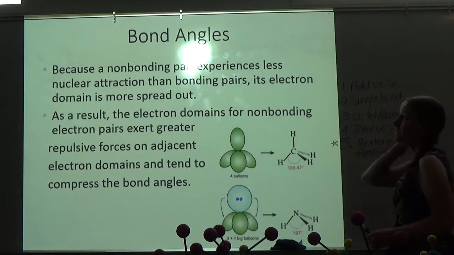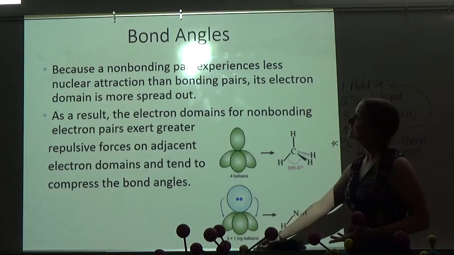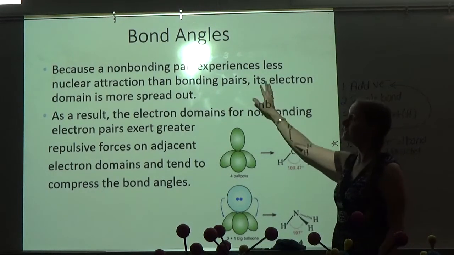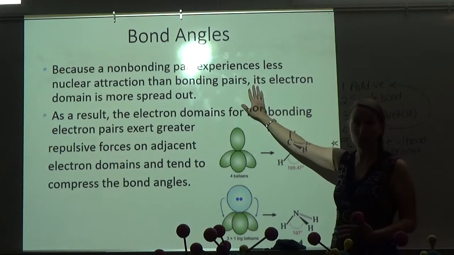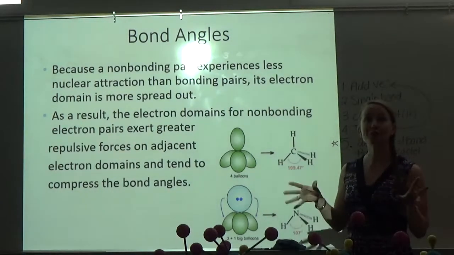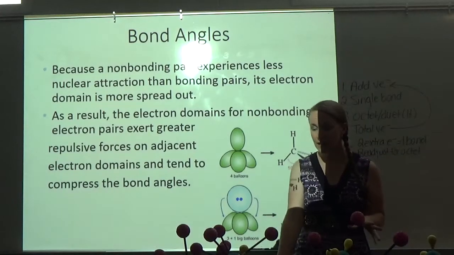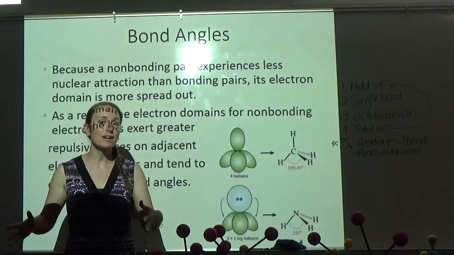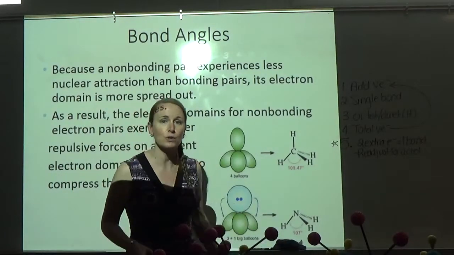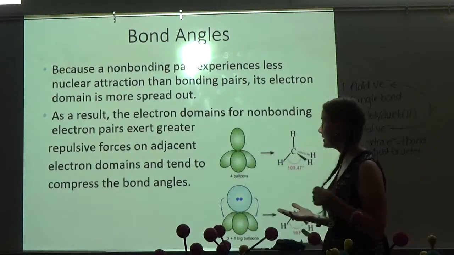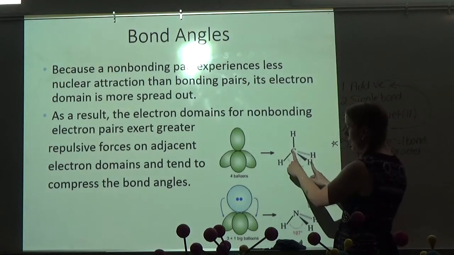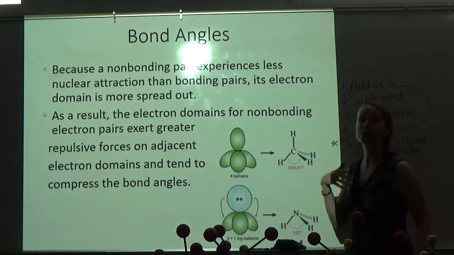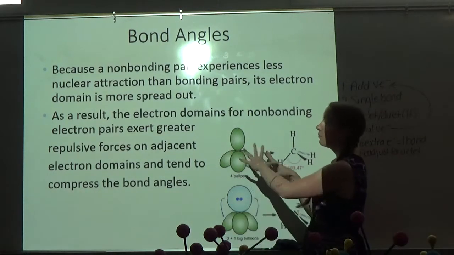All right, so the next thing we've got to talk about are bond angles. Because a non-bonding pair experiences less nuclear attraction than bonding pairs, its electron domain is spread out more. Remember how I told you about that tantrumy toddler? If one parent is on both sides holding both hands of the toddler, they can't move around as much as if just one parent is holding on. And that's what it's like for a non-bonding pair. A bonding pair has the parent on both sides. A non-bonding pair is only attracted to one nucleus, so it takes up more room.